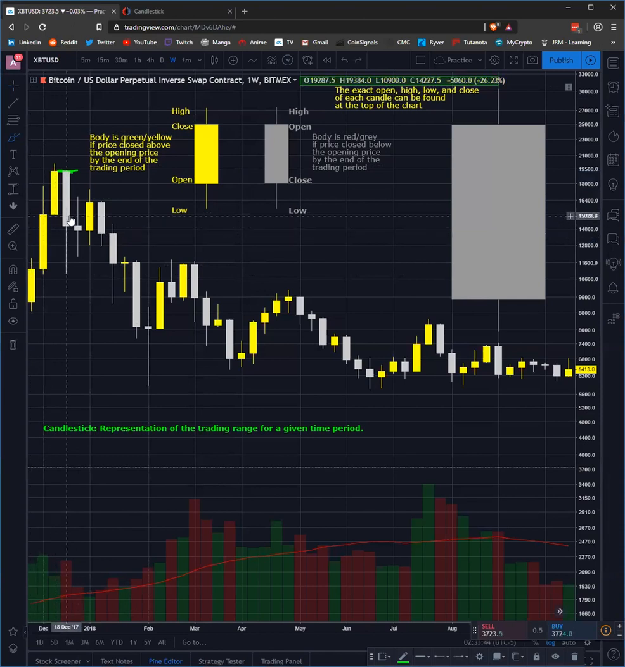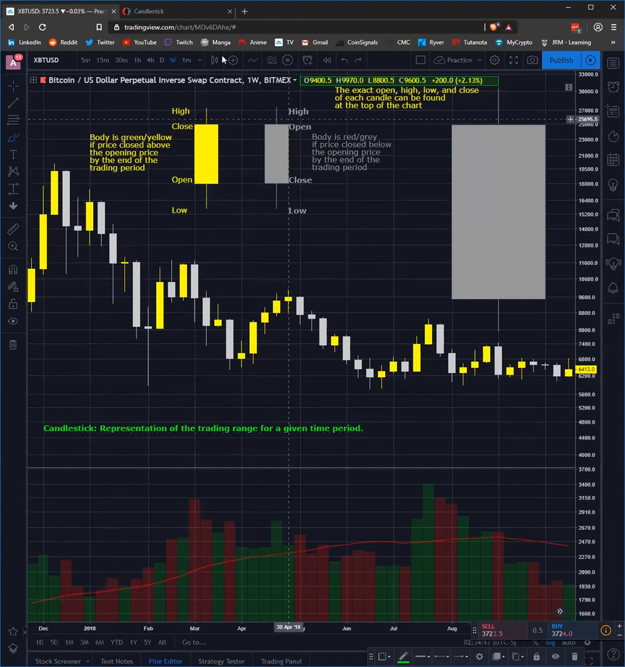Does that make sense? And we can get these exact values by looking up next to the name of our asset here. We have the open, the high, the low, and the close of any candle that you're hovering over with your cursor. And we can see here, the open was very close to the high of this one, the open being 16,200 and the high being 16,300.